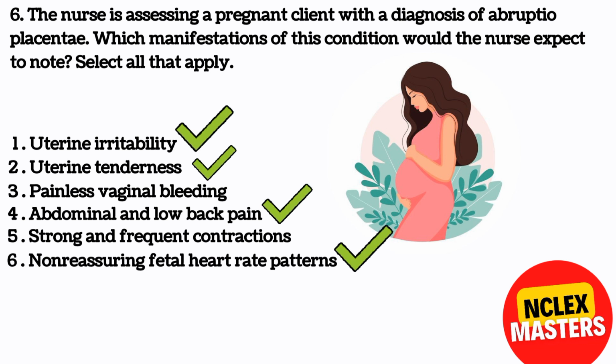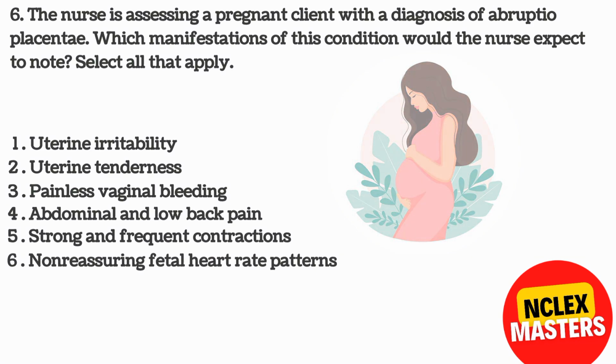Manifestations include uterine irritability with frequent low-intensity contractions, uterine tenderness that may be localized to the site of abruption, and dull abdominal and low back pain, painful vaginal bleeding, and a high uterine resting tone identified by the use of an intrauterine pressure catheter. Additional signs include non-reassuring fetal heart rate patterns, signs of hypovolemic shock, and fetal death.